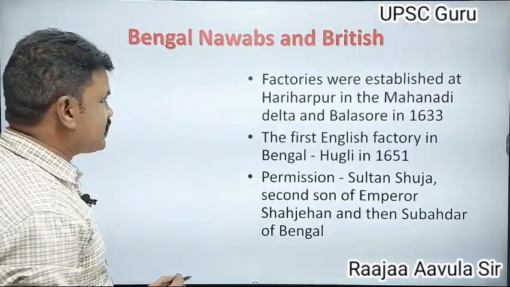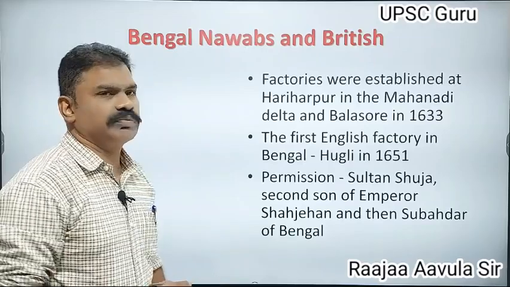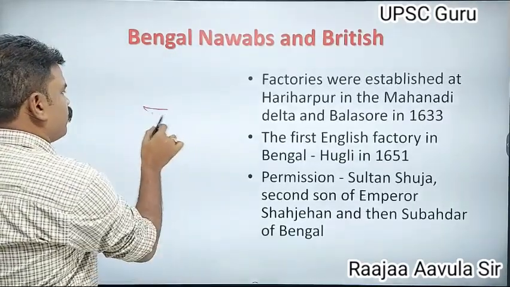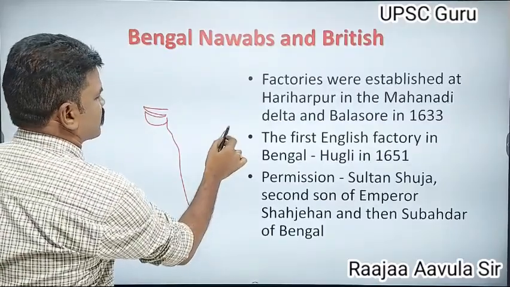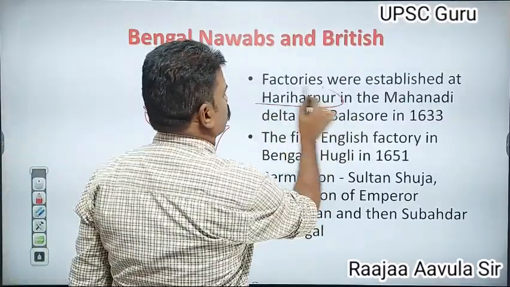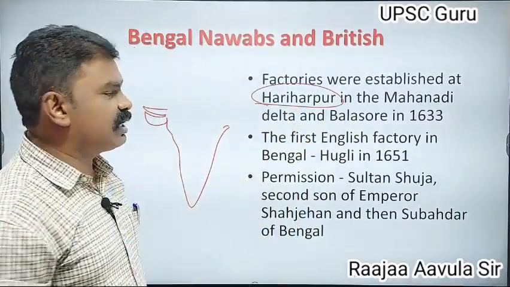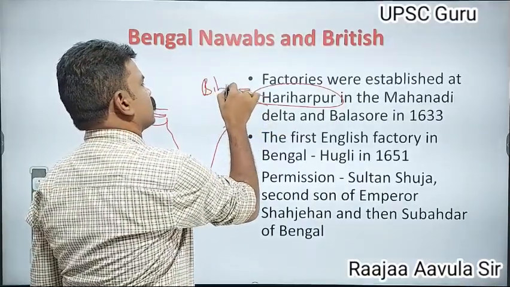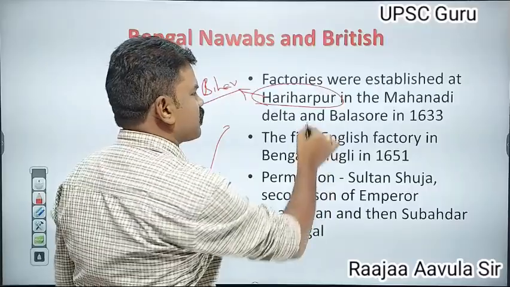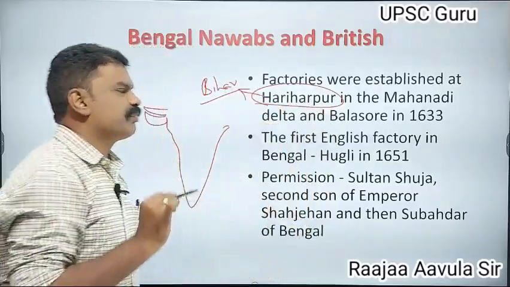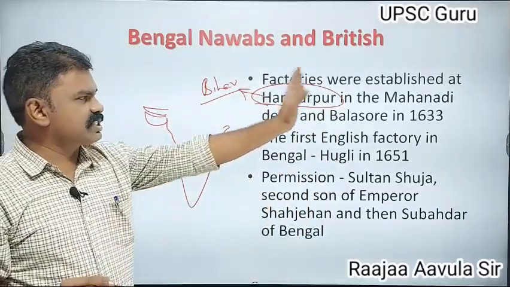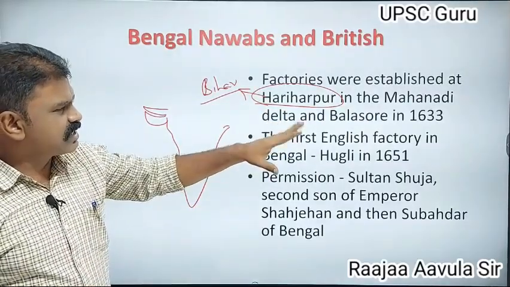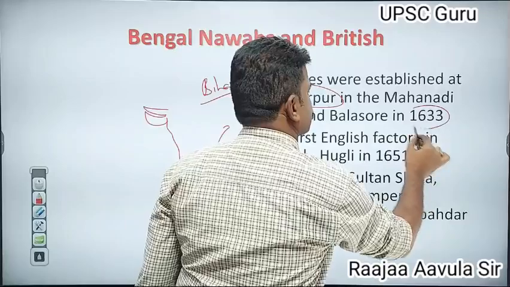Next, the British East India Company established its first trade center in Eastern India, that is Hariharapur on the Mahanadi Delta, in Orissa. Hariharapur was the first trade center of the British East India Company on the eastern coast, in the year 1633.